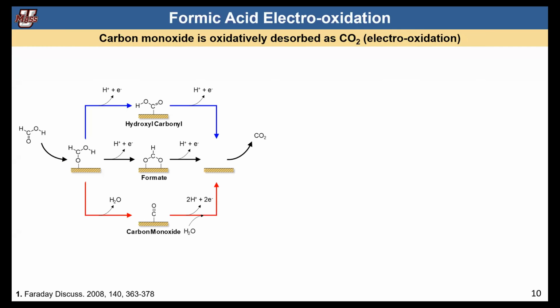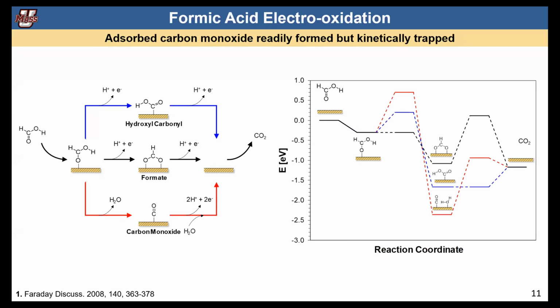You split water, you make an OH on the surface, and that will act as an oxidizing species for the CO to become CO2. So regardless of the pathway that you take here, you're going to end up with the same set of products. CO2, 2 protons, 2 electrons, which will recombine at the counter electrode to make hydrogen eventually. However, the same cannot be said for the relative energetics.